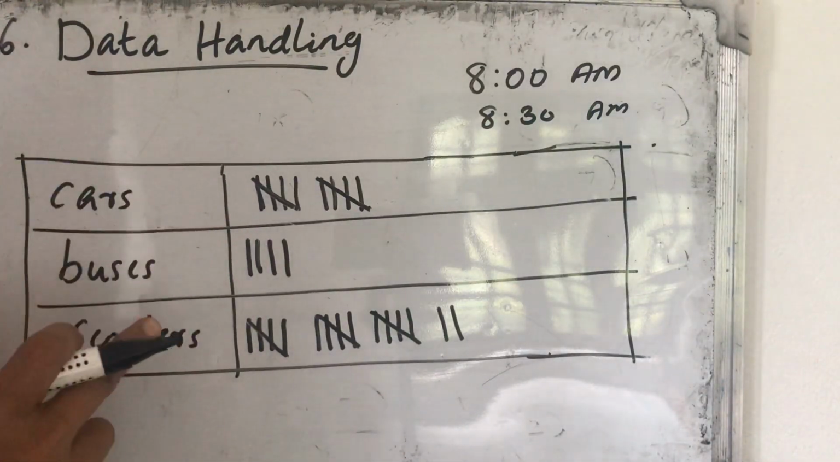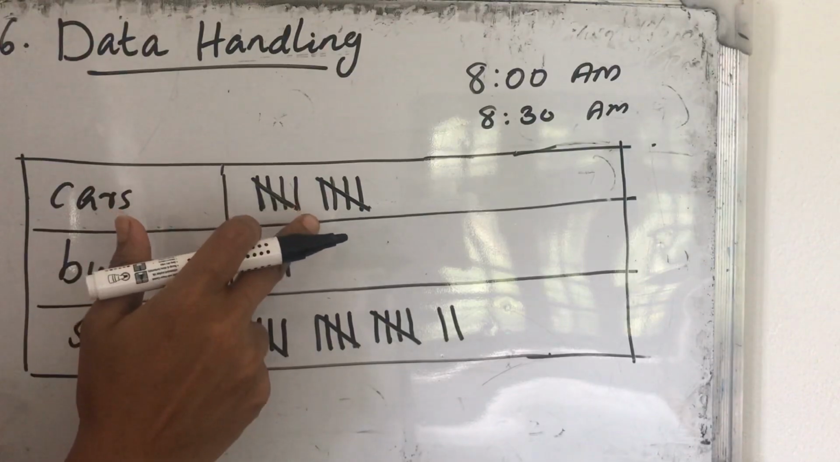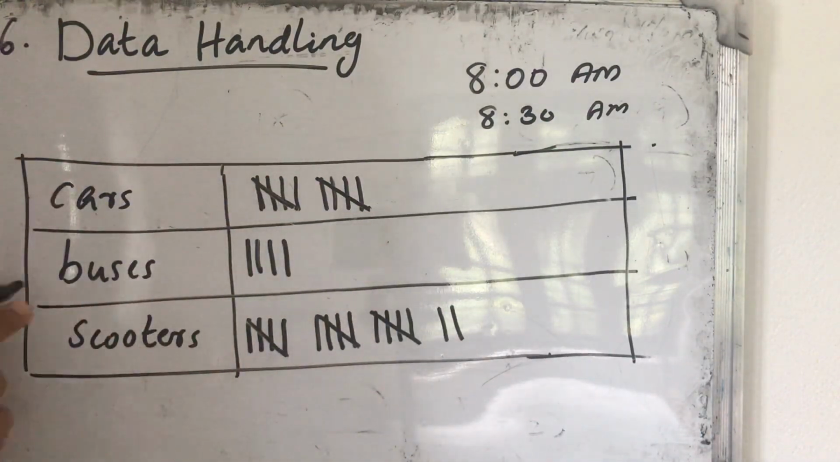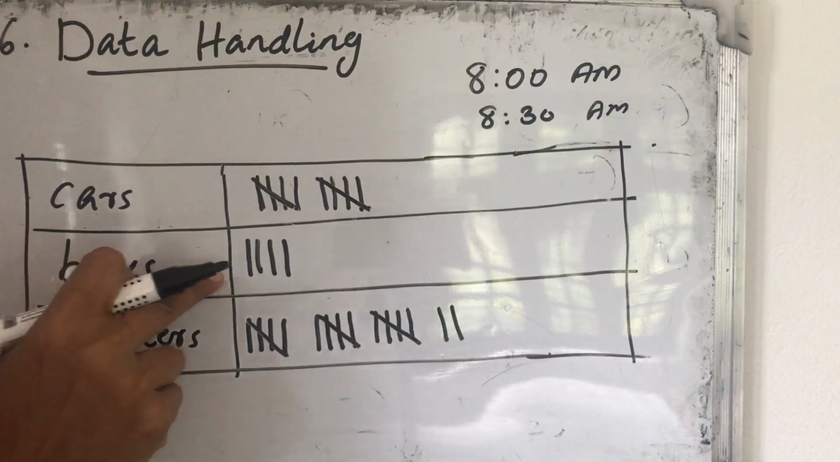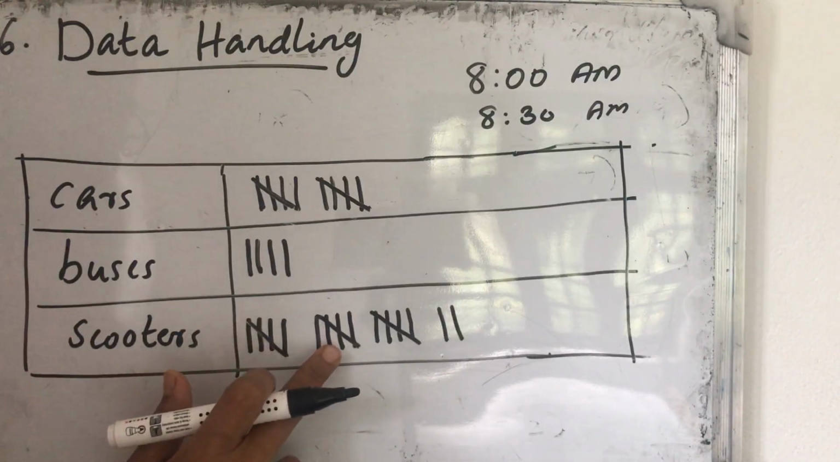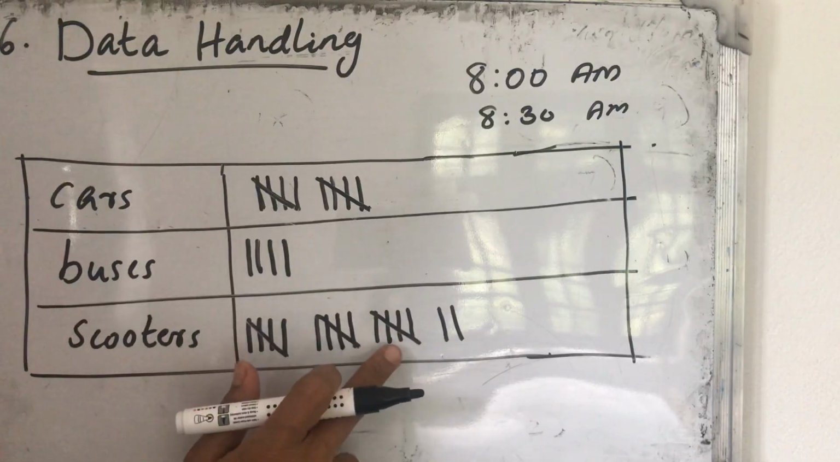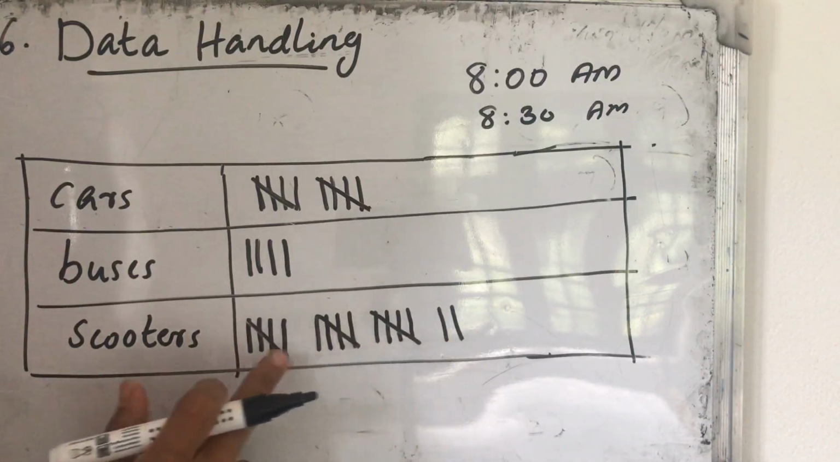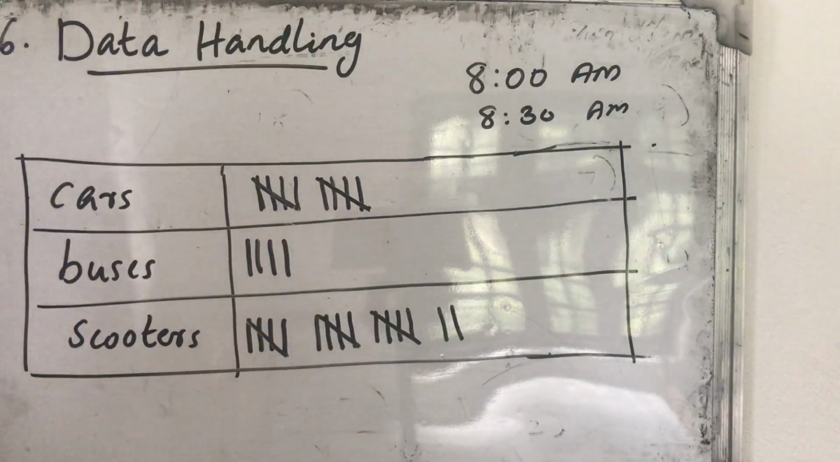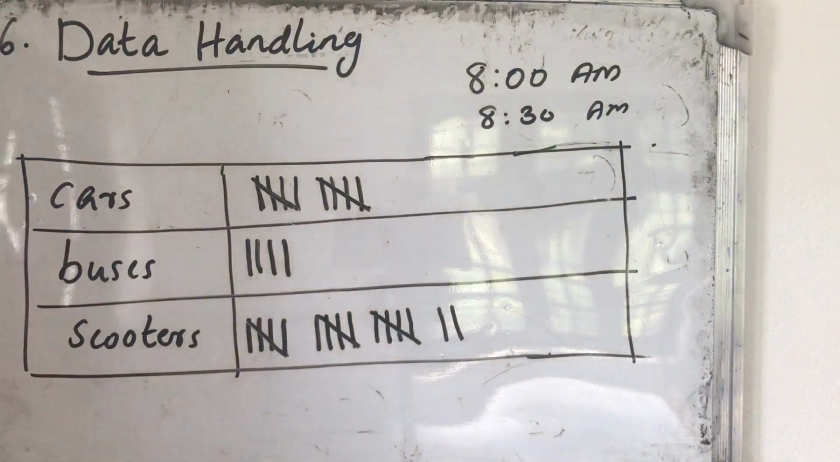Now easily you can say how many cars passed through that way. Here 5, another 5, total 10. Then how many buses passed? Only 4 buses. Then scooters: 5, another 5, 10, then 15, 17. Total how many scooters passed through that way? 17 scooters. This type of drawing a table is called a tally chart.